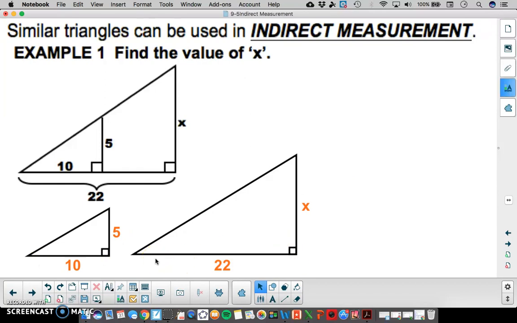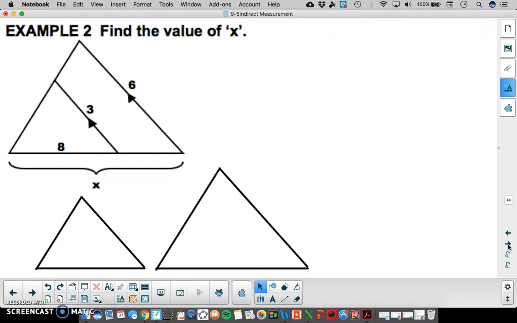We're going to match up the corresponding pieces for the similar triangles to solve for the missing length. So our proportion is x over 5 equals 22 over 10. Cross multiply to get 10x equals 110. Divide by 10 to get x is equal to 11. I want you guys to try this one. Try separating the two triangles and finding that value of x.